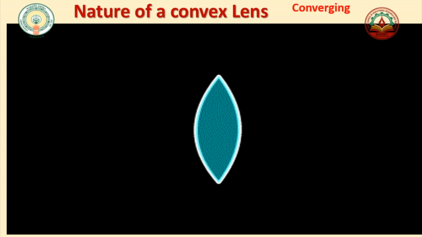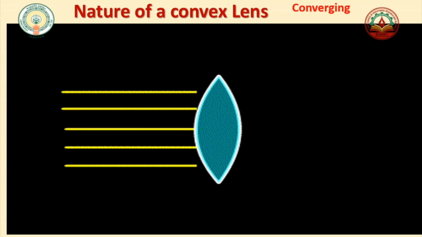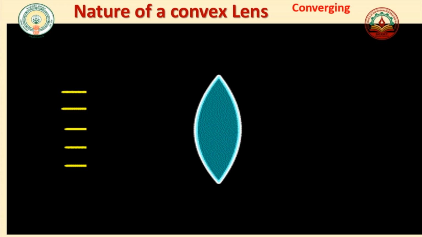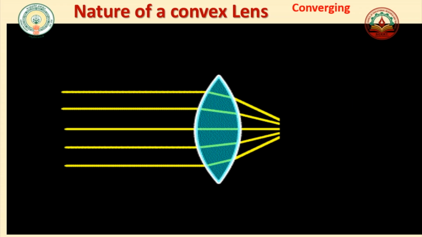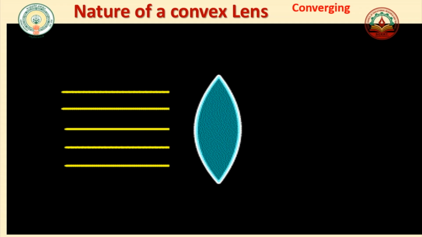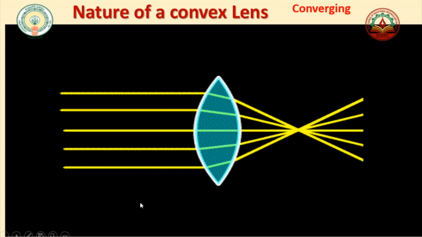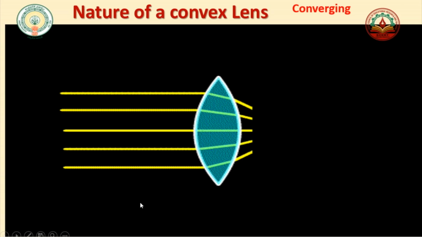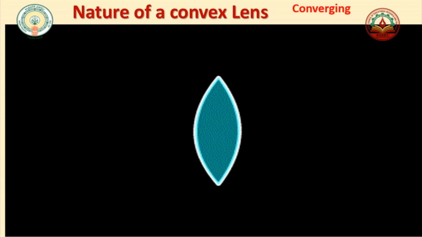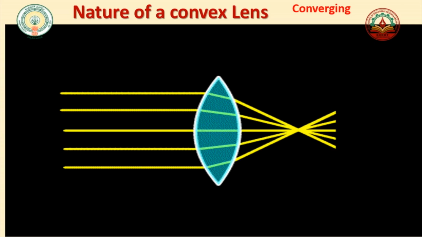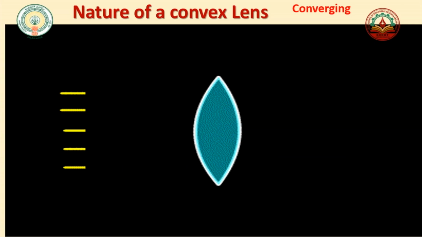Here you can see when the light rays are incident on a convex lens, the rays are converging. Here there is a convex lens. When the light rays are incident on a convex lens, the rays converge at a point. So a convex lens is a converging lens.